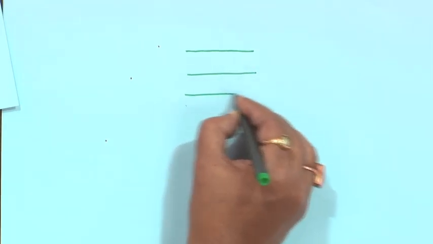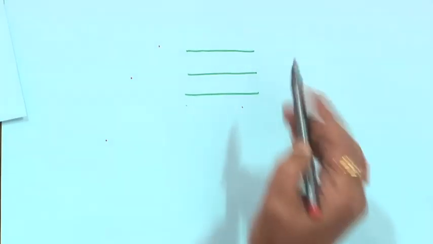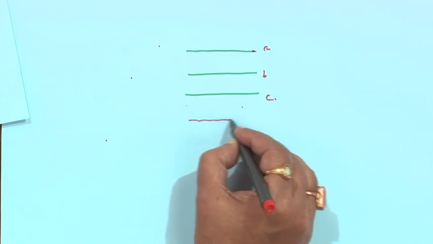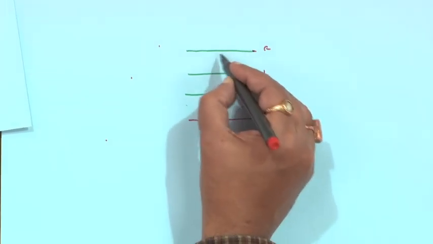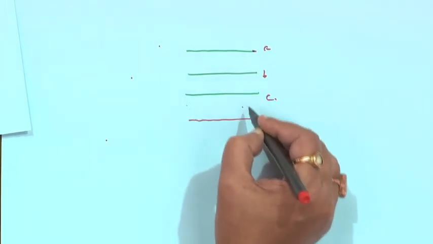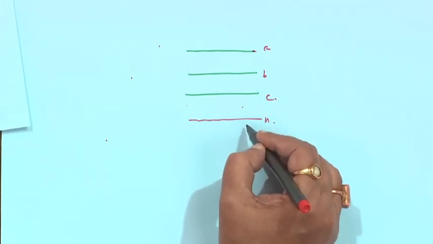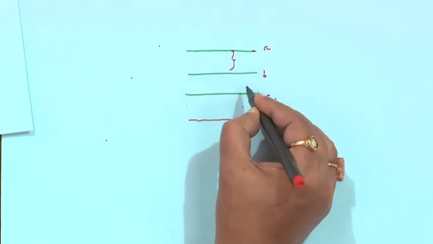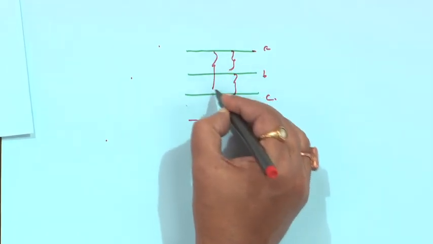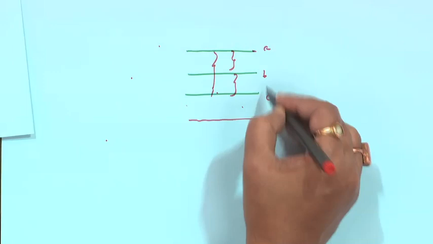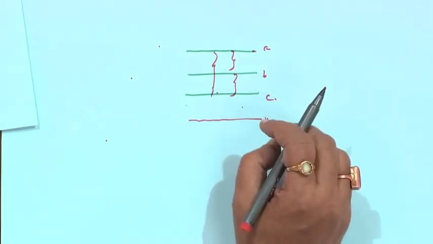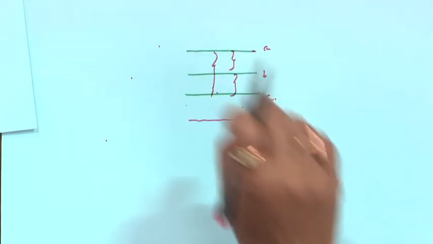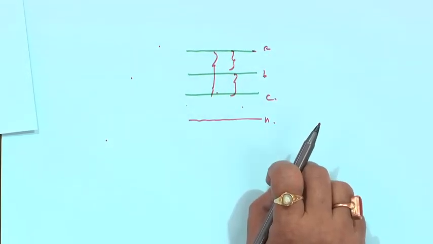you have three phases, because before explaining all this mathematics, I have to tell you all this. Suppose this is phase A, this is phase B, this is phase C, and this is your neutral. If every phase is carrying current IA, IB, IC, and it is unbalanced, some current will be there in the neutral also, if a neutral is there. Therefore, mutual coupling will happen between all these phases, A-B, B-C, C-A, and at the same time A-N, B-N, C-N. That means you have to consider the mutual reactance between each phase, and between each phase and neutral.